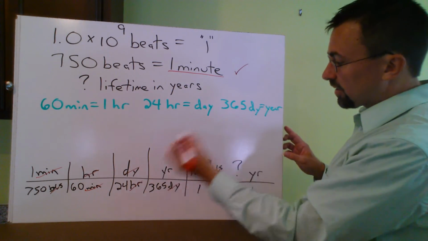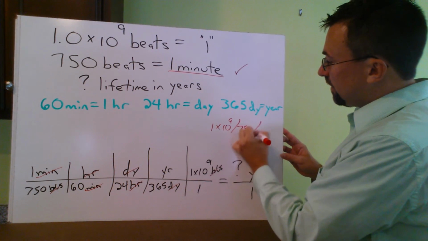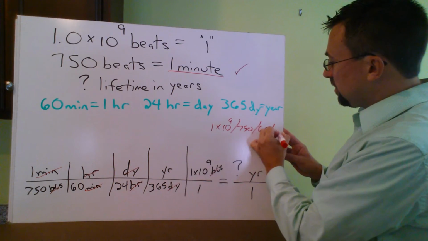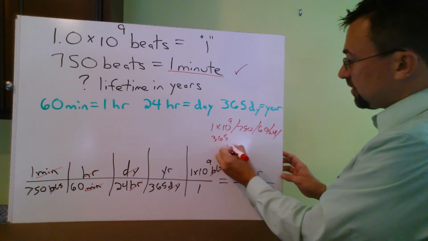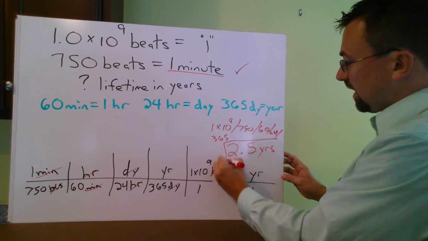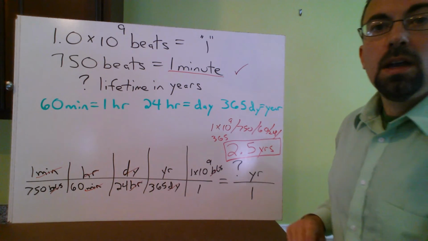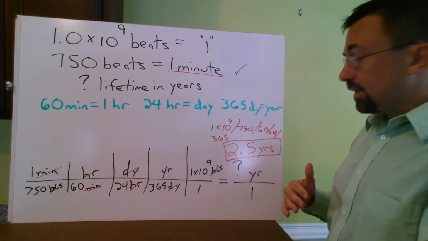So this might look like, in your calculator, 1 times 10 to the 9th, divided by 750, divided by 60, divided by 24, divided by 365. If you do that, you'll get for an answer 2.5 years as the average lifespan for a bat, which is about right biologically. Okay, let's go back a second.